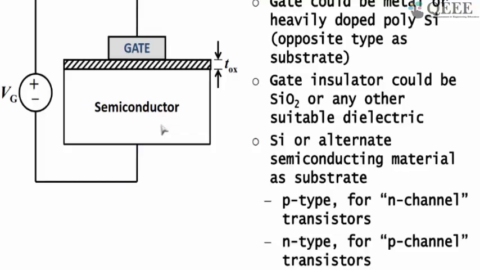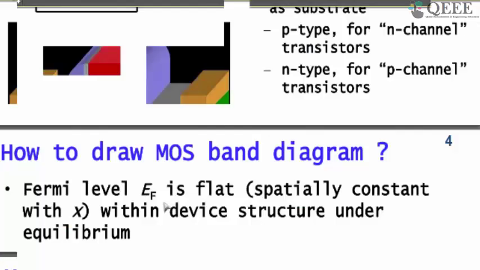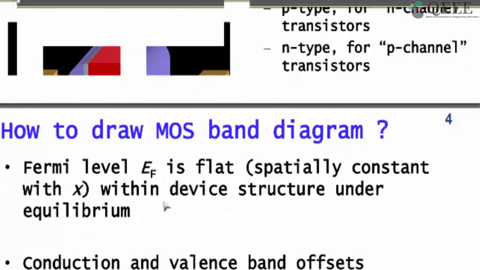If it's a p-type material, they are normally known as n-channel devices, and if it's an n-type material, we refer to them as p-channel transistors. The question is, if the device is at equilibrium, draw the band diagram. So let's try to draw the energy band diagram of an MOS capacitor.